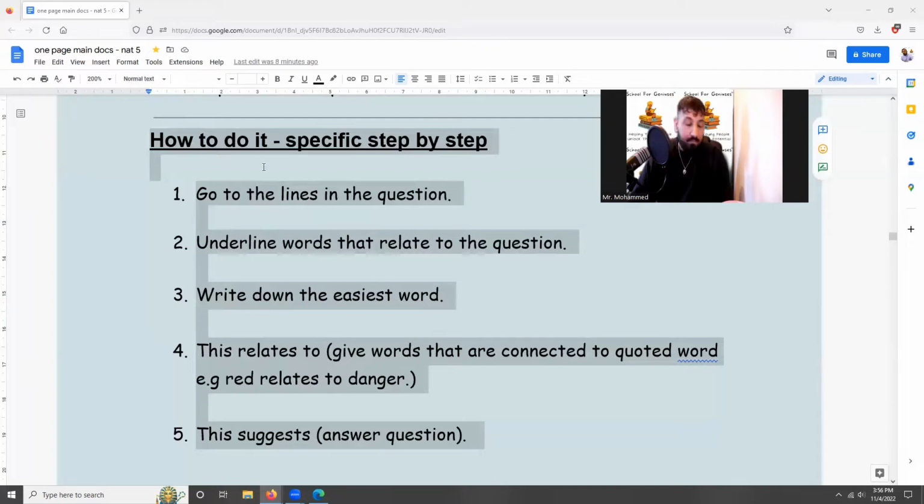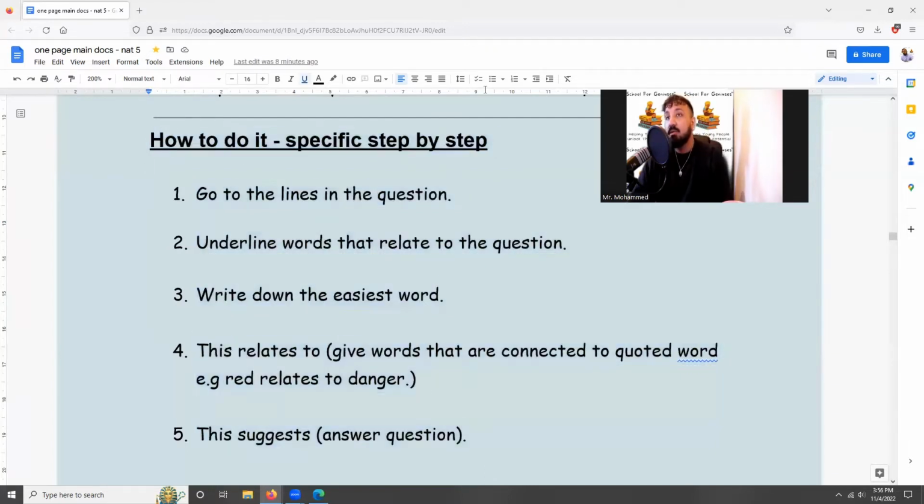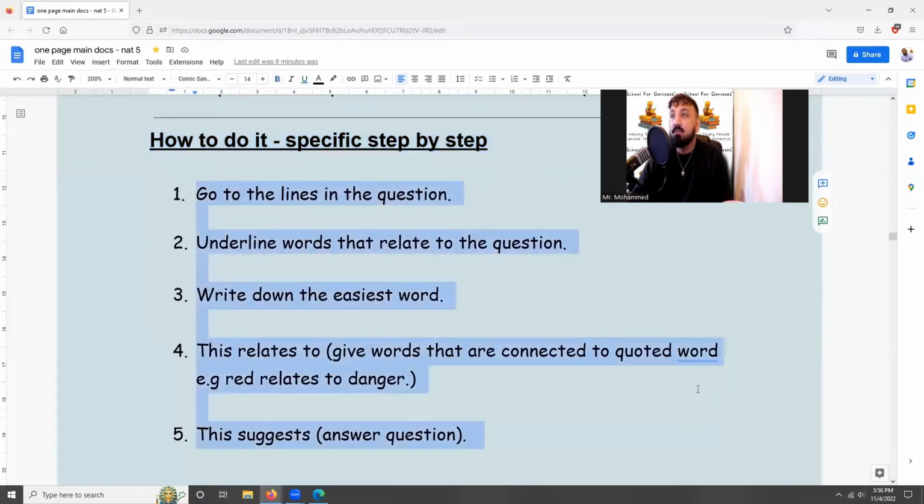Okay, so now what I want you to do is go ahead and make your heading: how to do it. So here are the specific steps, and how to do it. And again, I want you to write these down. So pause the video and write these down. Okay, so again, start the same way. Every question in RUAE starts with going to the lines. Lines in the passage, that is.